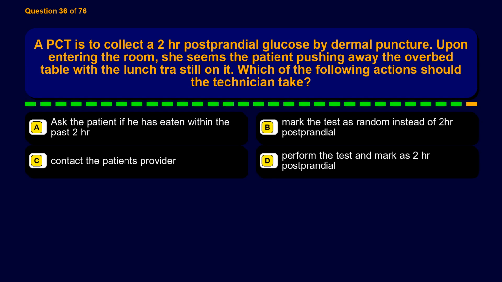Question 36. A PCT is to collect a 2 hours postprandial glucose by dermal puncture. Upon entering the room, she sees the patient pushing away the overbed table with the lunch tray still on it. Which of the following actions should the technician take? Option A. Ask the patient if he has eaten within the past 2 hours. Option B. Mark the test as random instead of 2 hours postprandial. Option C. Contact the patient's provider. Option D. Perform the test and mark as 2 hours postprandial.